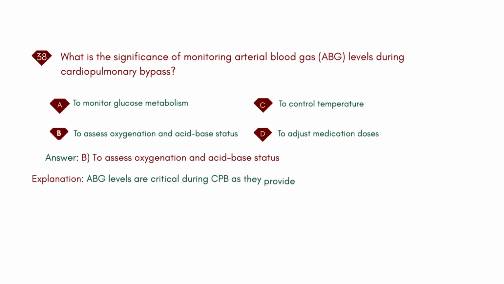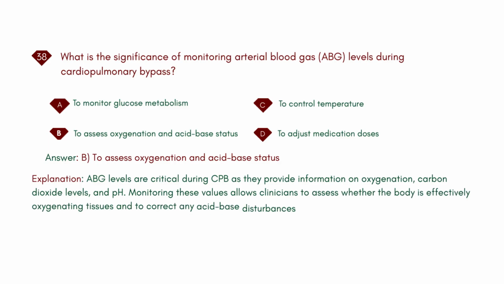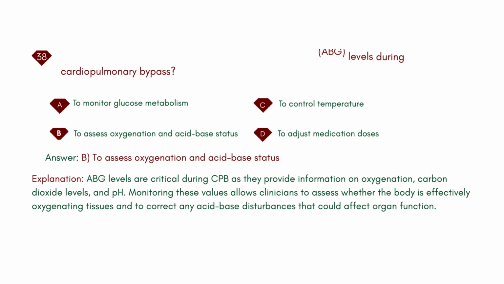Explanation: ABG levels are critical during CPB as they provide information on oxygenation, carbon dioxide levels, and pH. Monitoring these values allows clinicians to assess whether the body is effectively oxygenating tissues and to correct any acid-base disturbances that could affect organ function.